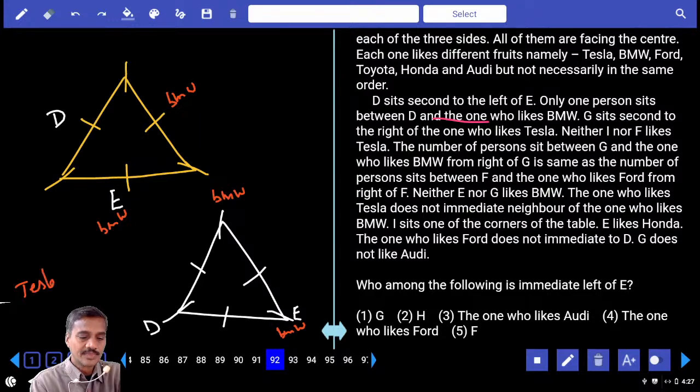Next one: G sits second to the right of the one who likes Tesla. Next, Tesla, and second to the right, who is that person? G. Neither I nor F like Tesla. I and F do not like Tesla.